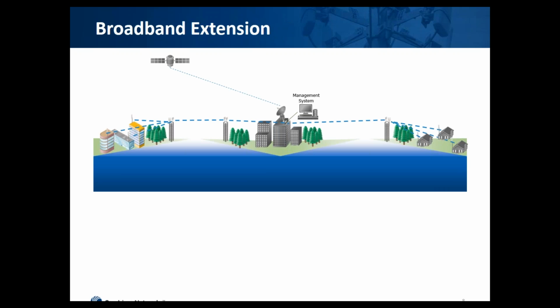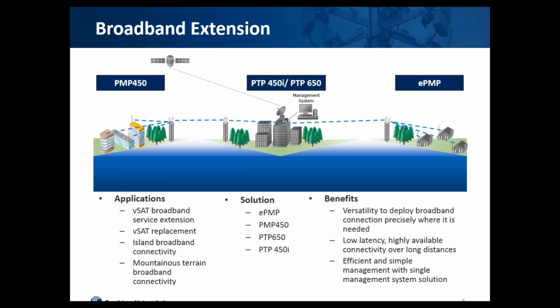So this gives you an overarching product portfolio of what we have so far. In this diagram, we can see ePMP, PMP 450, PTP 650 or 670, and the PTP 450i. You have homes that are connected using PMP 450. Then you backhaul that traffic using either a PTP 450 or a PTP 450i. This creates a network with the whole solution, so that you can use it in different applications.